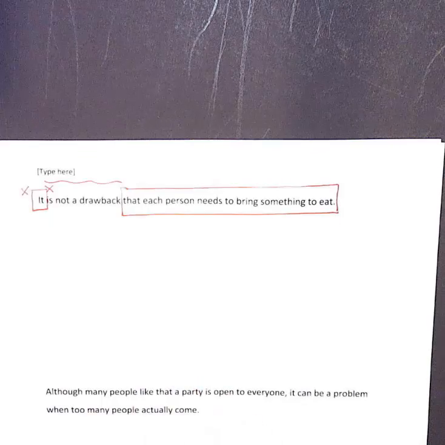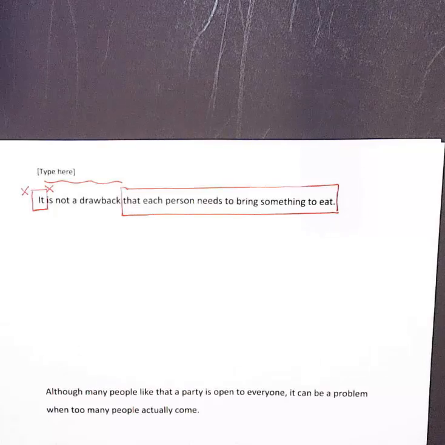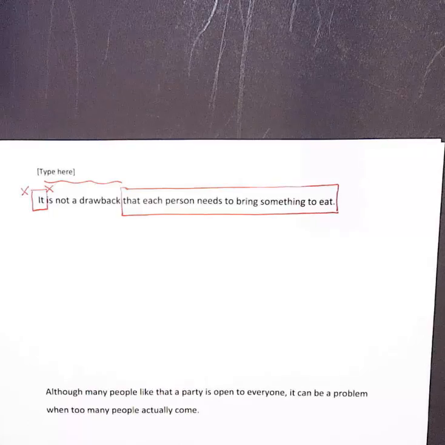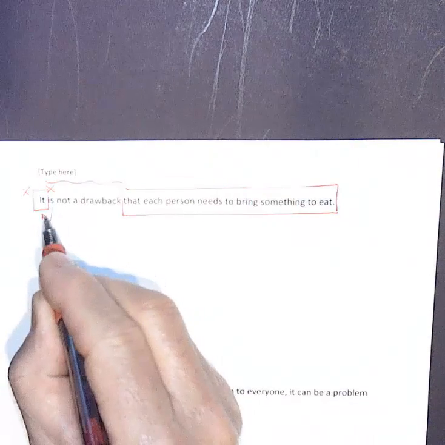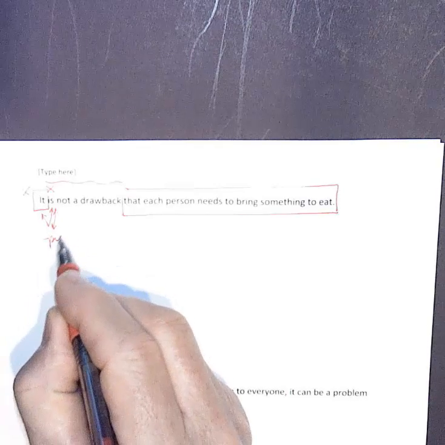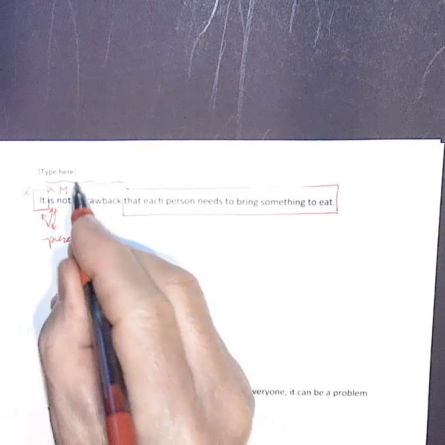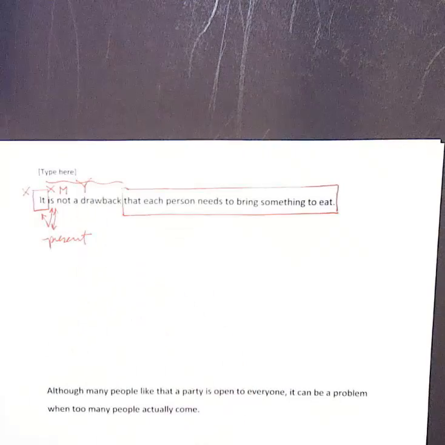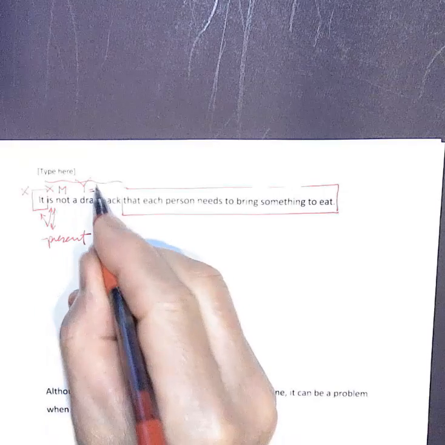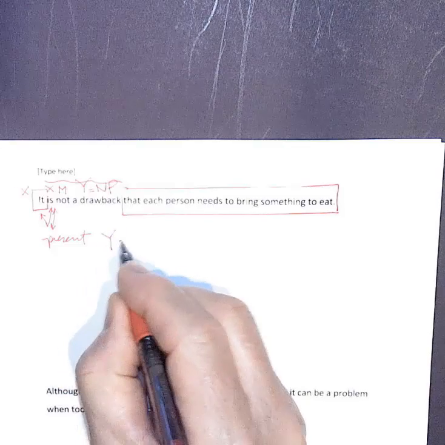Because I can say that each person needs to bring something to eat is not a drawback. That's what makes a good potluck party, actually. So let's take a look. Is ties with the subject, it. It is ties with the present. The am place, not. A drawback is why. There are no more ties because there's no verb in why. Drawback is actually a noun phrase. So first, let's take care of the noun phrase in the why place.